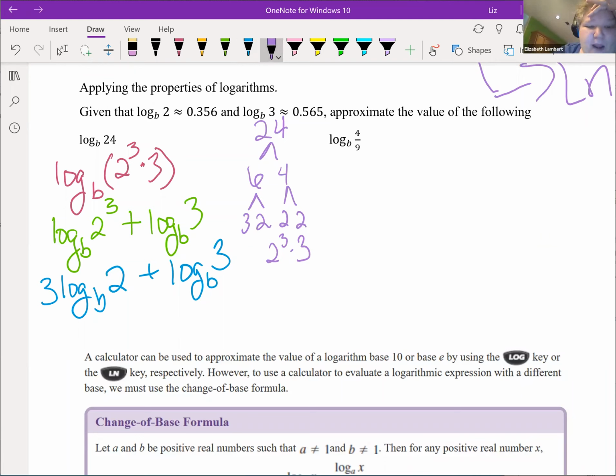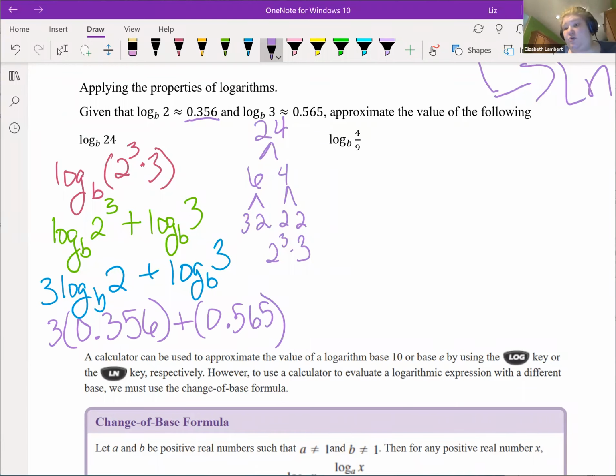All right. So now I have 3 times log base b of 2, because I brought the power down, plus log base b of 3. But wait. Up here, I was told log base b of 2 is 0.356. So this is now the same as 3 times 0.356 plus, and then log of 3 is 0.565. And now that is something I can crunch.